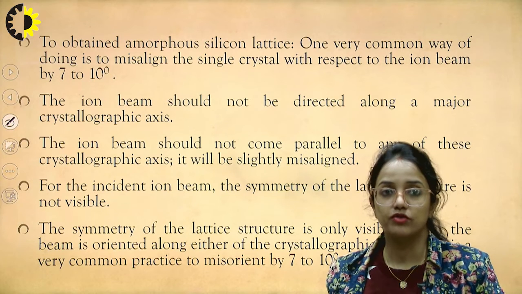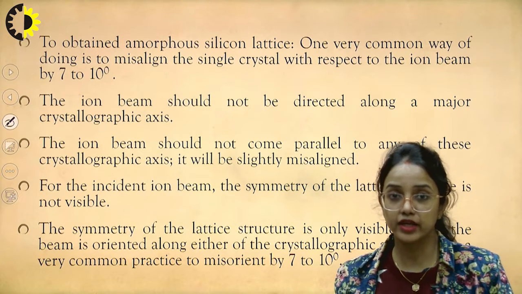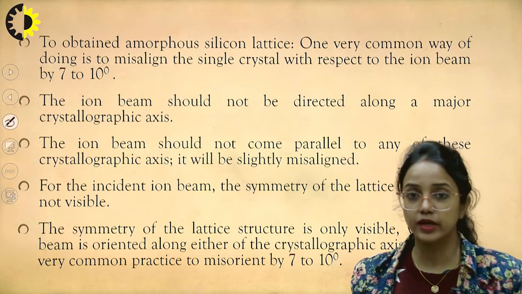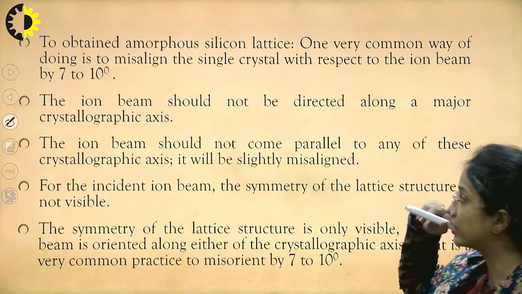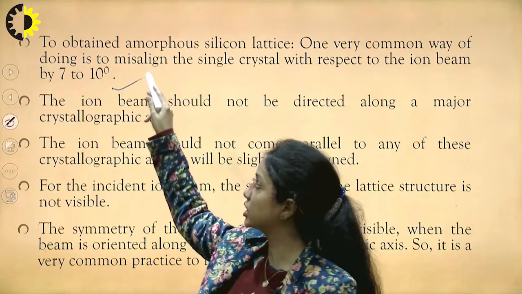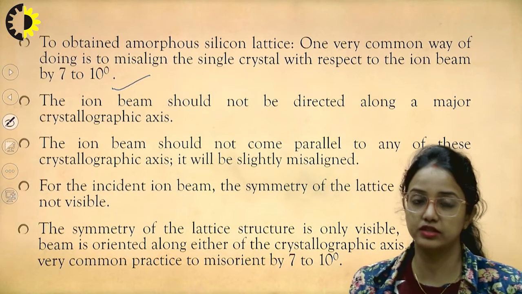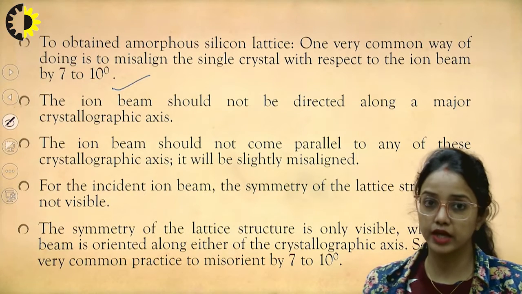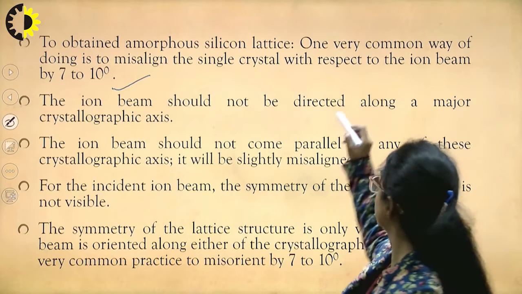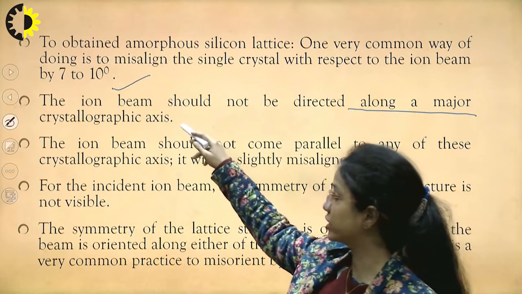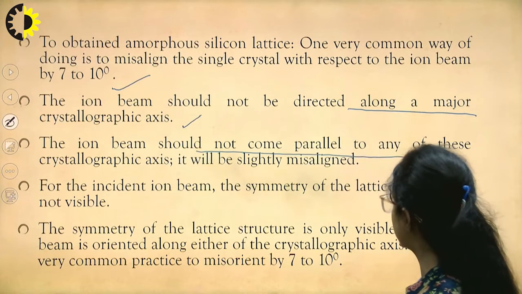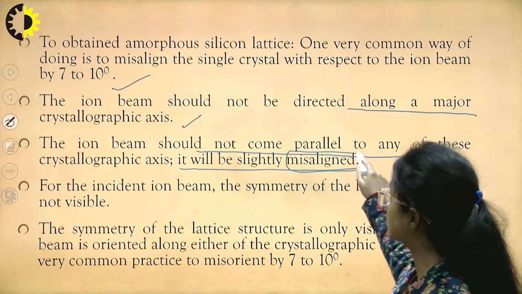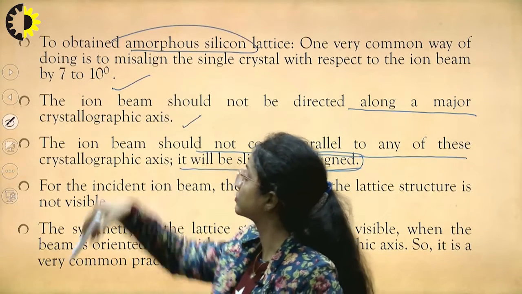To obtain an amorphous silicon lattice, one very common way is to misalign the single crystal with respect to the ion beam by 7 to 10 degrees. The ion beam should not be directed exactly along a major crystallographic axis. It should not come parallel to any of these crystallographic axes. It will be slightly misaligned. This is the process to get amorphous silicon.